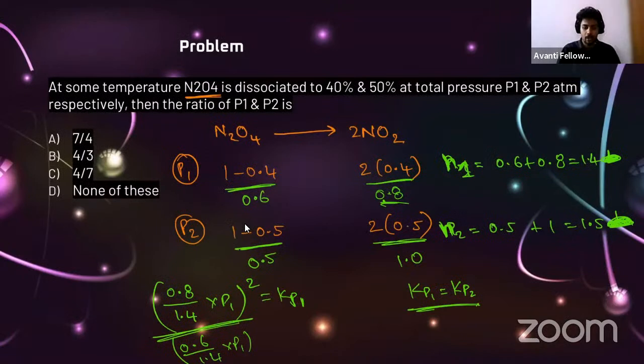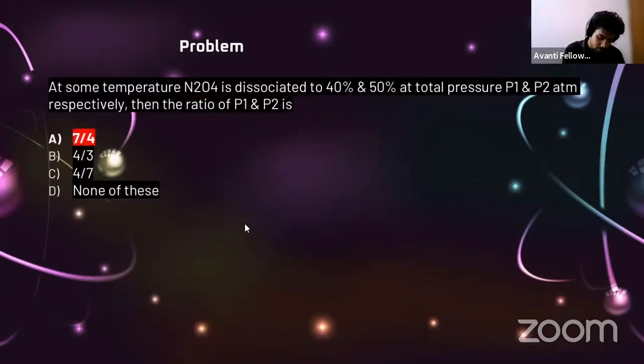Just first find out the number of moles and then find out Kp1, Kp2. And then you know that the equilibrium constant doesn't change. Equilibrium constants will be the same. So you can write Kp1 is equal to Kp2. By using this, we'll get the ratio of total pressures P1 by P2. That is nothing but 7 by 4.